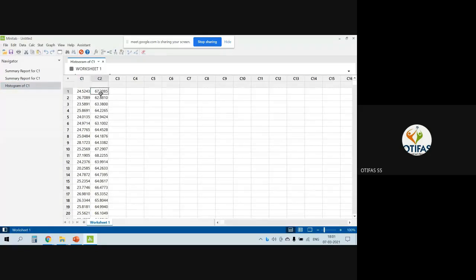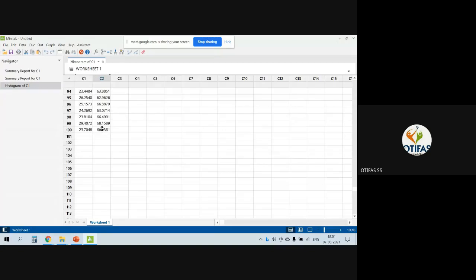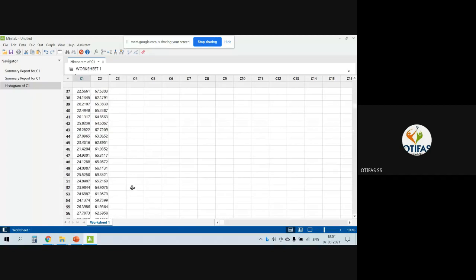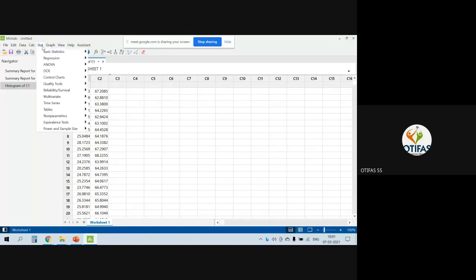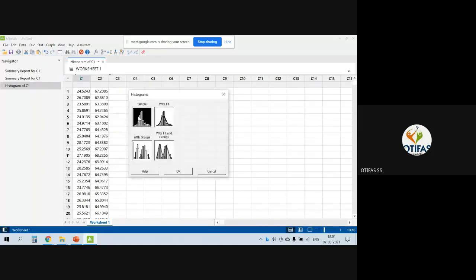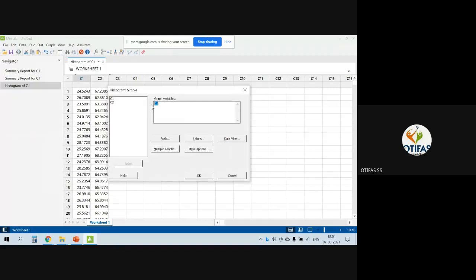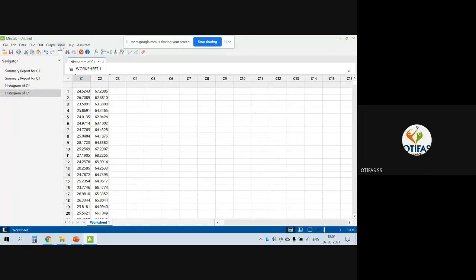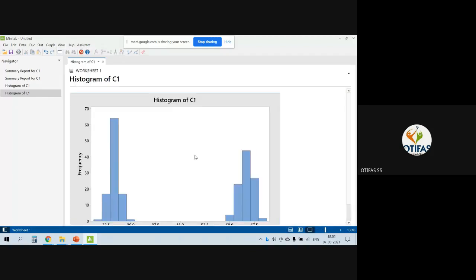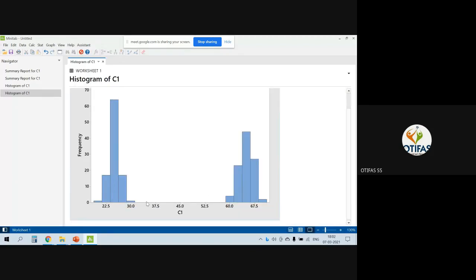So many times gave me another set of data, isn't it? Now let us see if it is getting a double peak. I'm not sure, but let us see. Will it give a double peak or not? Now let's go to histograms. Graph, histogram, simple, and this time we will see one. Okay, have you seen this? You get a double peak data in a histogram.